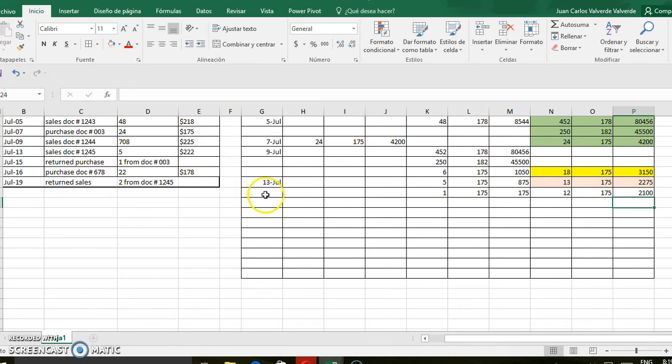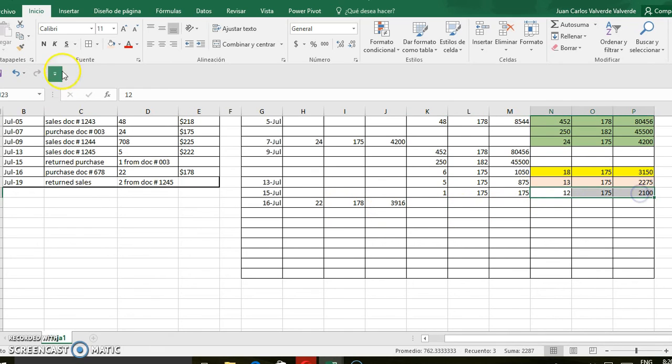Okay, the 15th of July, it says return, oh, we already did that. I'm sorry. Yeah, this is the 15th of July. All right. That was the day. Sorry. Here it says purchase. 16th of July, it says purchase 22. The price is 178. Again, the formula. All right. And this is our new stock.